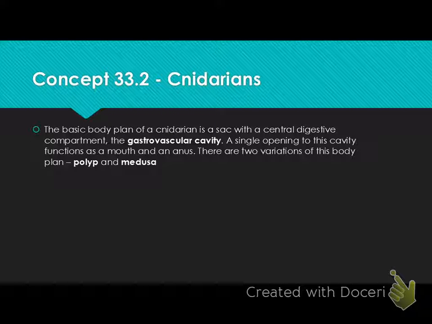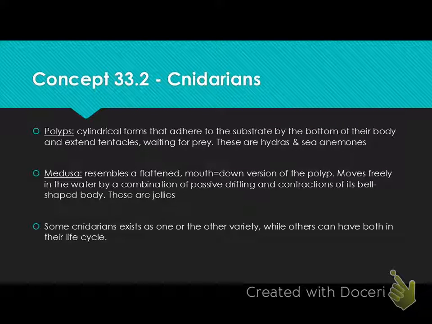There are two variations of the body plan, a polyp and a medusa. So polyps are cylindrical forms that adhere to the substrate by the bottom of their bodies and extend tentacles waiting for prey. So those are like hydras and sea anemones. And then your medusa resembles a flattened mouth-down version of the polyp, and it moves freely in the water by a combination of passive drifting and contractions of its bell-shaped body, so like your jellyfish. Some exist as one or the other variety, while others can have both in their life cycle, so they can exist as polyps and medusas or one or the other.